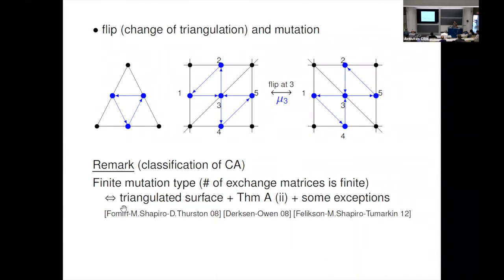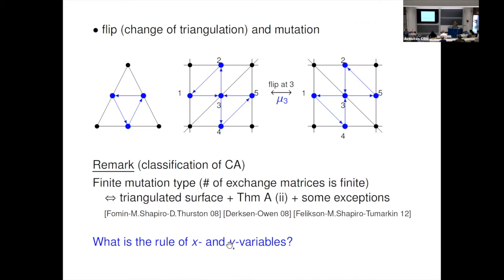And so if and only if the quiver came from a triangulated surface, or it is a finite one as I explained, so A, D type, or some exceptions of finite numbers. So the finite mutation type is a very restricted type. And so this relation is used to classify the cluster algebra in this way. But for today, I'd like to introduce a different story by using hyperbolic geometry.